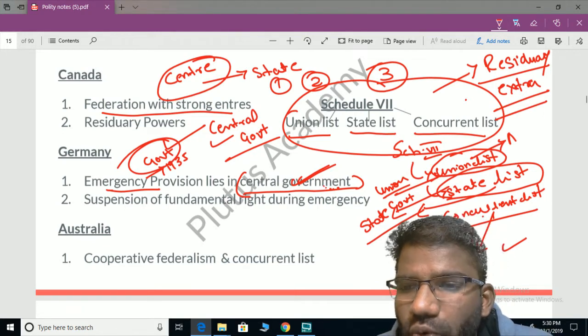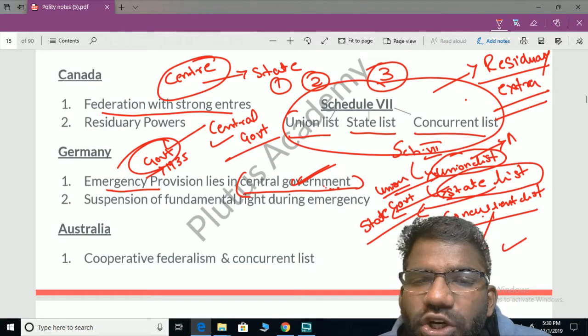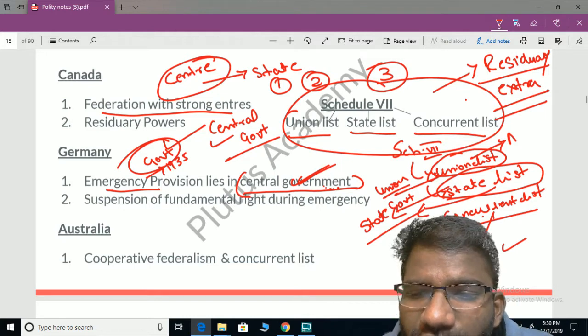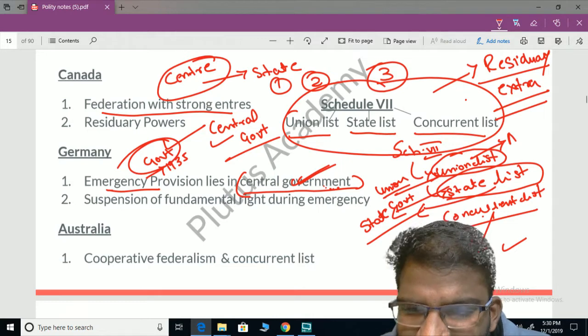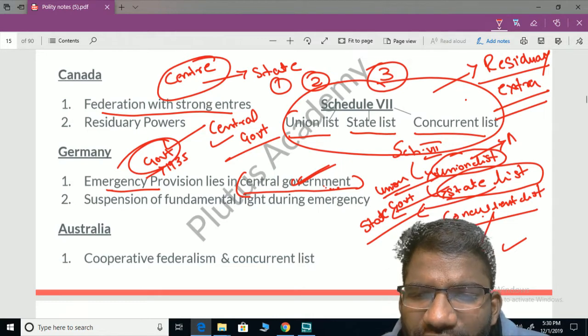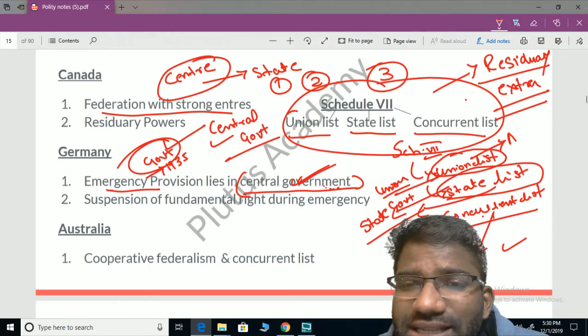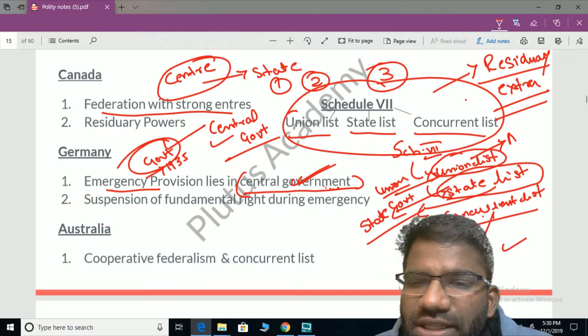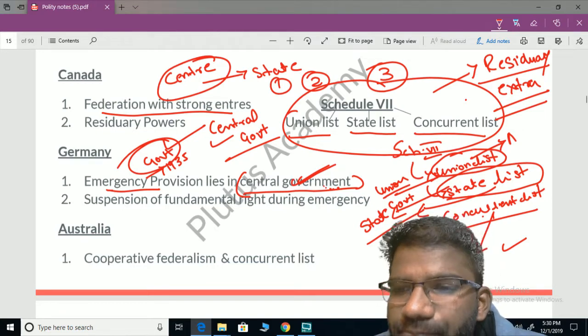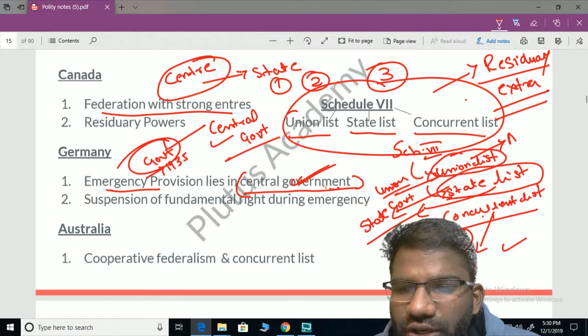And also the suspension of fundamental rights during emergency, that these fundamental rights won't work during the time of emergency, or that fundamental rights can be suspended during emergency, was also taken from the German constitution.